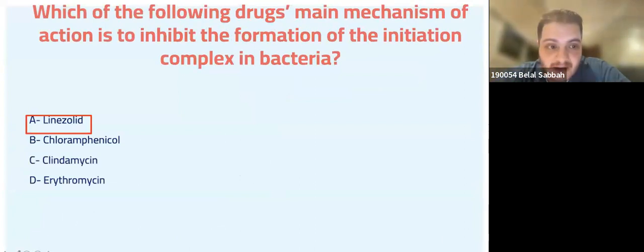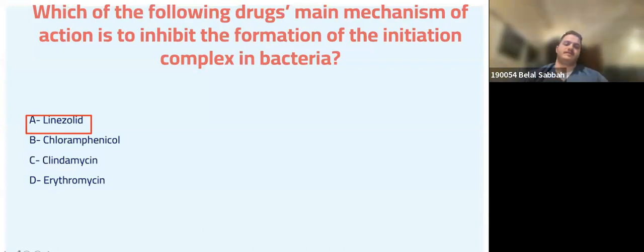Can anyone tell me what B does? Chloramphenicol. Since we have low attendance, it binds to 50S. Yeah. And then C, what does C do? Also binds to 50S as well, yes. So D also binds to 50S.